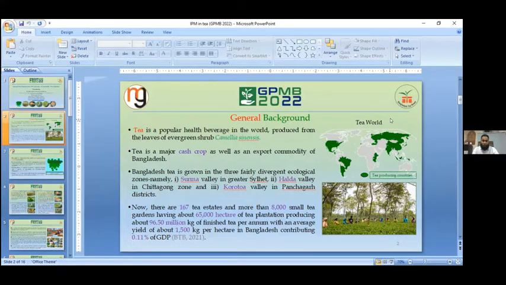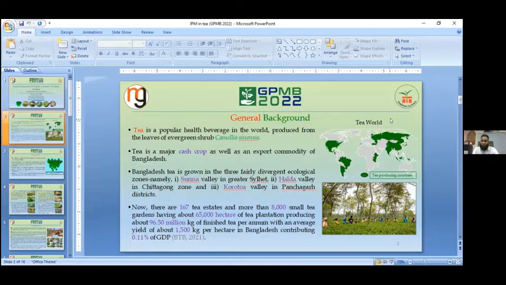districts. Now there are 167 tea estates and more than 8,000 small tea gardens, having about 65,000 hectares of tea plantation, producing 96.5 million kg of finished tea per annum, with an average yield of 1,500 kg per hectare in Bangladesh, contributing 0.11% of GDP.